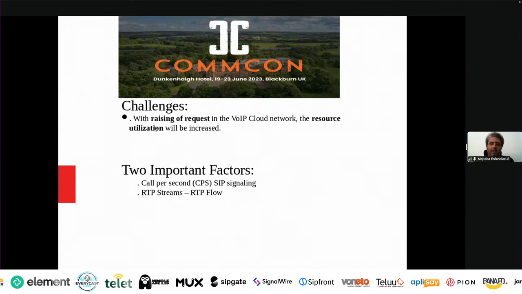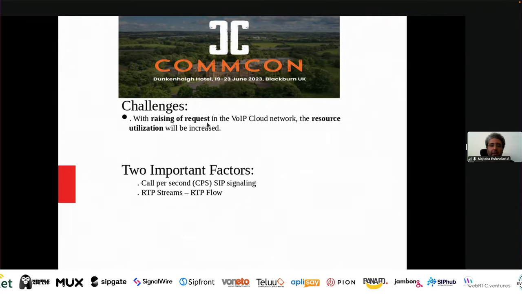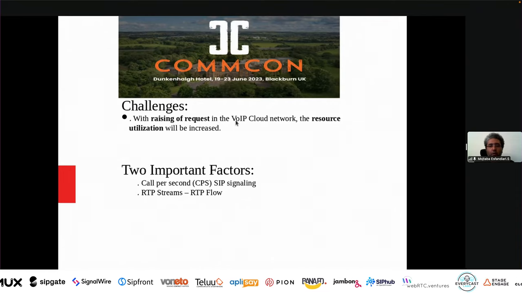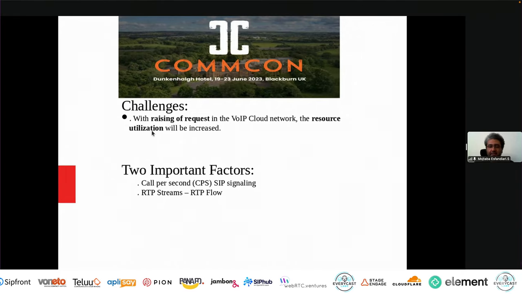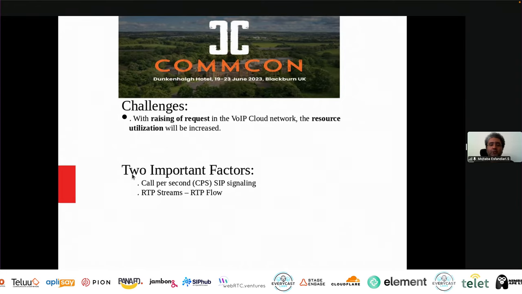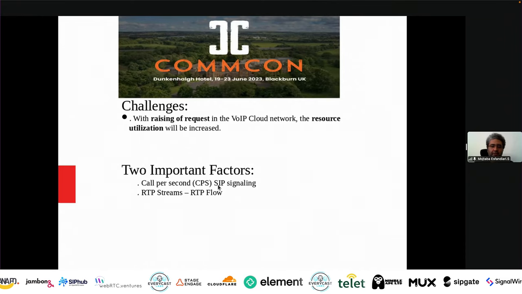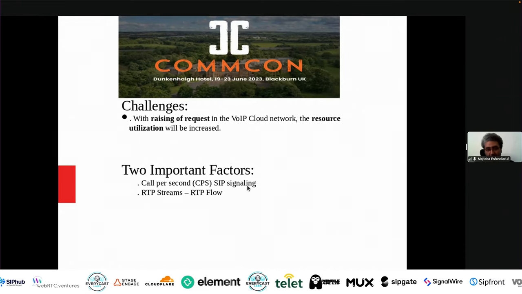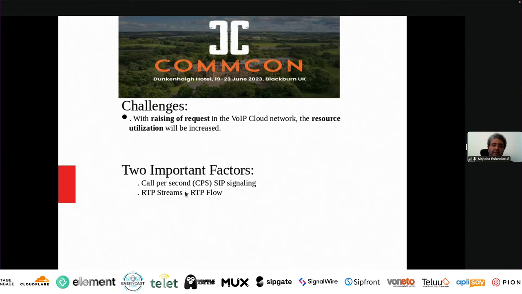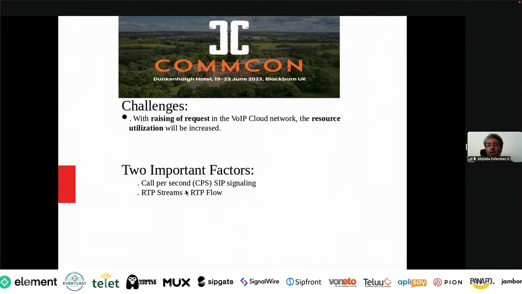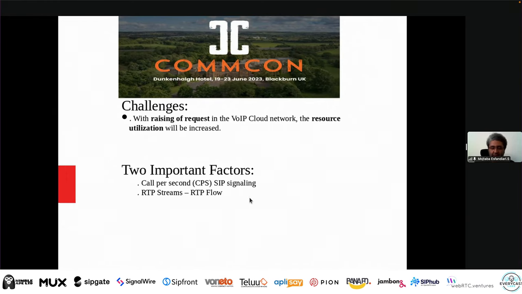Some challenges that we have probably encountered. With the rise of requests in voice over IP cloud networks, resource utilization will increase because of two important factors. The first is related to calls per second in signaling, and the second is the RTP stream, because handling RTP streams in the network could increase the resource utilization in your network.